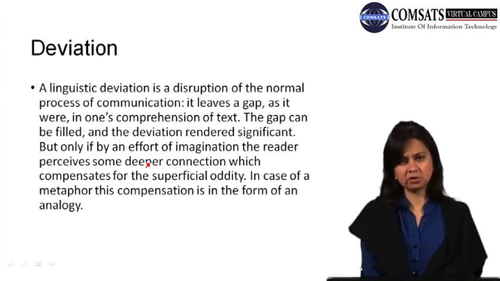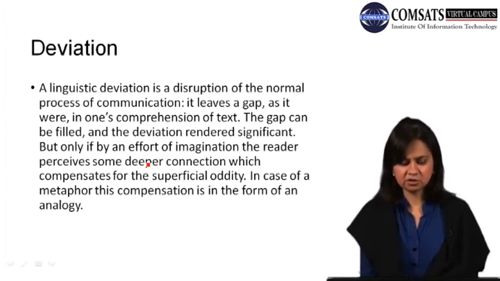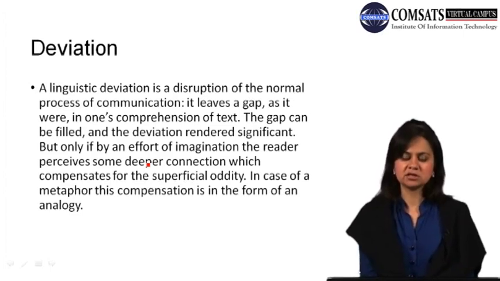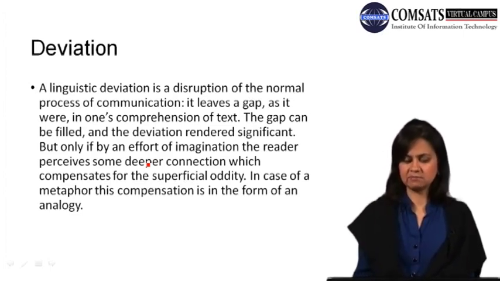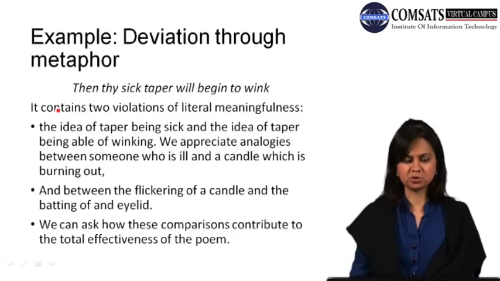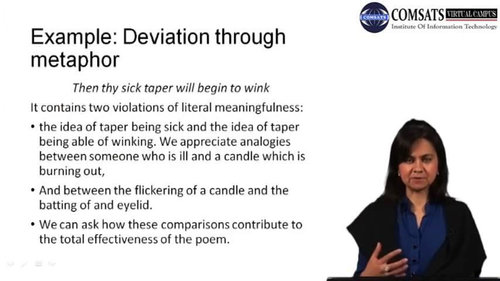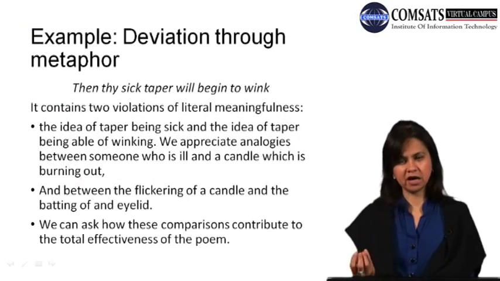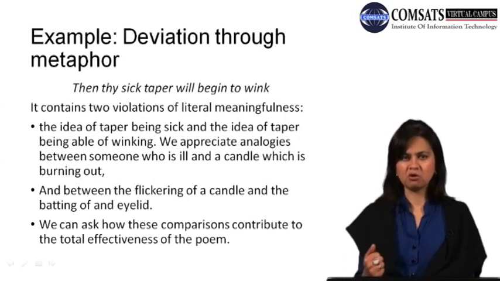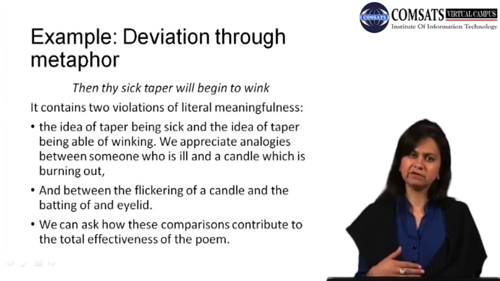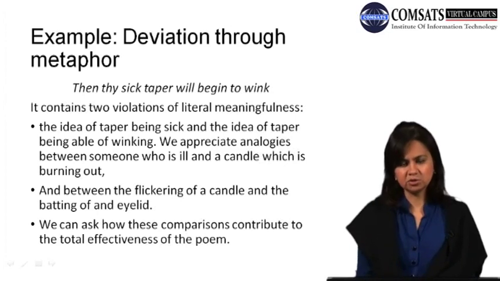So your superficial thinking about the poem's title that was deviant in the last example that we have seen would make you ponder, because it is deviation. You cannot understand it without exploring it further. So in case of a metaphor, this compensation is in the form of an analogy. Now let us look at the example of analogy, where it is a metaphor that is being used, and the metaphor used by the writer makes this expression deviant, because we are not usually acquainted with these expressions, which would be associated either with something that is non-living or inanimate, either giving life to something that is a non-living thing. So those would be deviations.